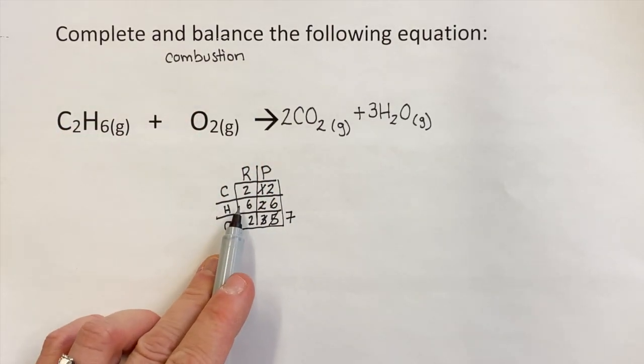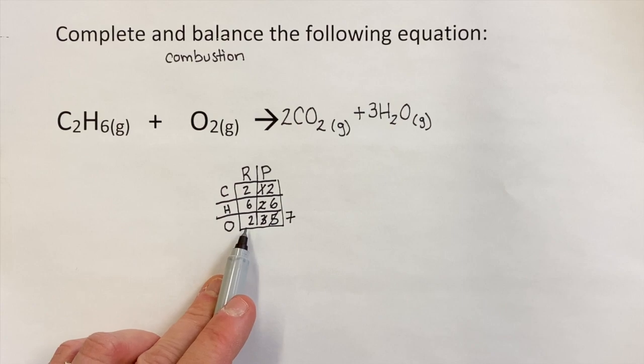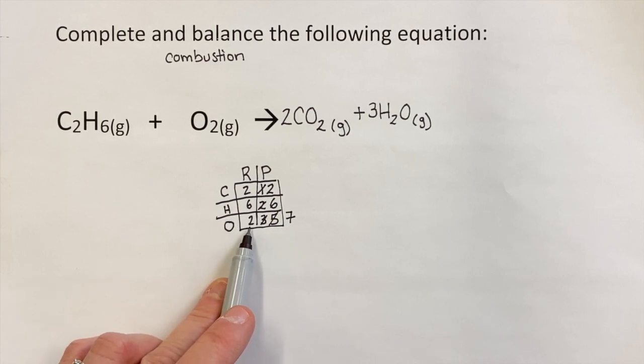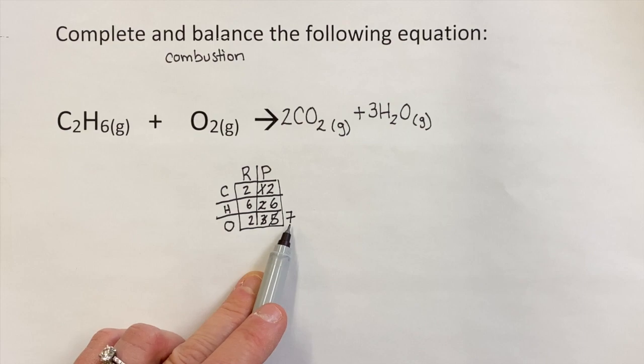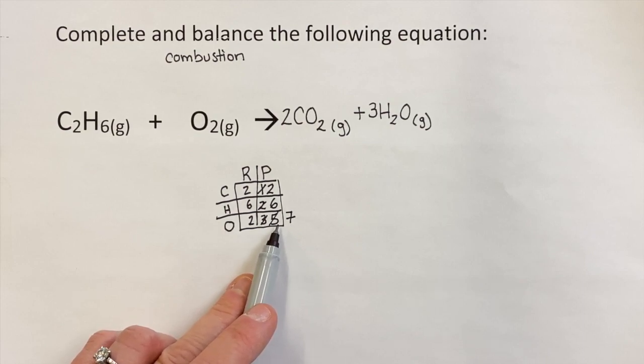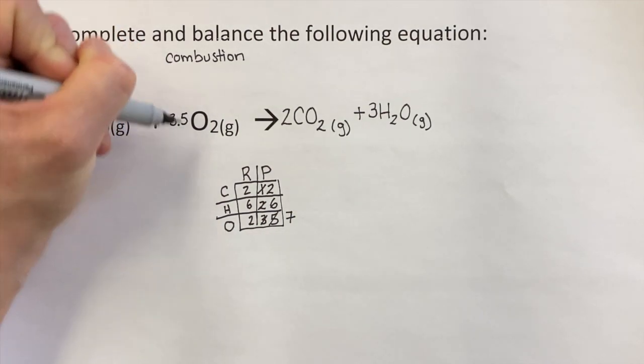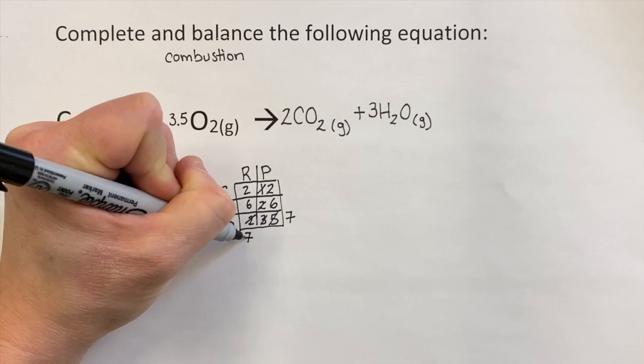Carbon is balanced, hydrogen's balanced, so only oxygen is left. However, we have a problem. Oxygen, to balance, would need to multiply by a non-whole number. 2 times 3.5 is 7. So that makes it a bit tricky. However, we can turn 2 into a 7 by multiplying by 3.5. So that turns this into a 7 and everything's balanced.